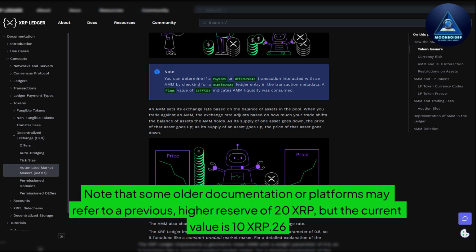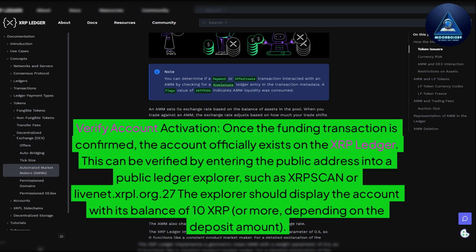Note that some older documentation or platforms may refer to a previous higher reserve of 20 XRP, but the current value is 10 XRP. Verify account activation. Once the funding transaction is confirmed, the account officially exists on the XRP Ledger. This can be verified by entering the public address into a public ledger explorer, such as XRPScan, Livenet, or XRPL.org. The explorer should display the account with its balance of 10 XRP or more, depending on the deposit amount.